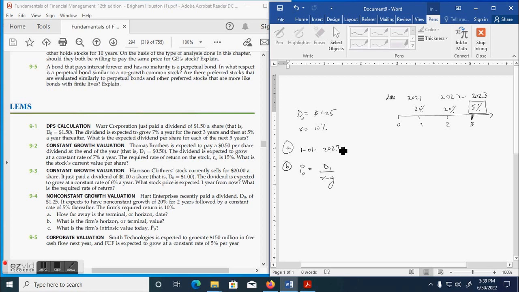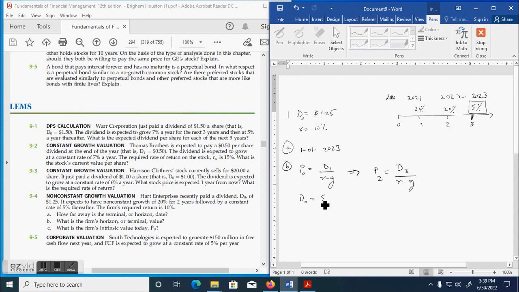Now keep in mind, based on this particular date, that what we're actually looking for, this equation will translate into P2 equals D3 divided by R minus G, if we were to use this particular timeline. Now, we don't have any of these values, which means we need to calculate them. I mean, we have a constant growth rate and we have a required rate of return, but we do not have a dividend, and therefore, until we calculate that, we cannot find the horizon or terminal value. In order to calculate D3, we need to know the prior numbers. So here we'll do a quick dividend calculation.